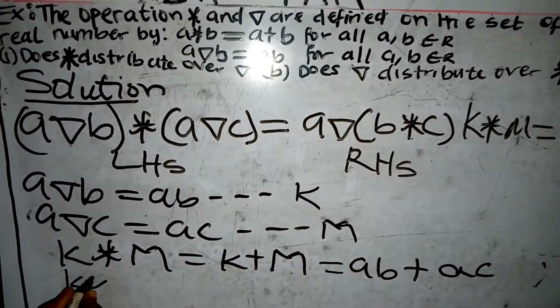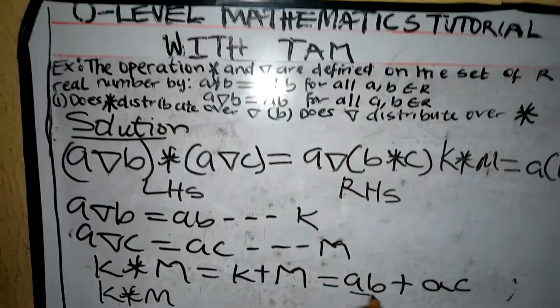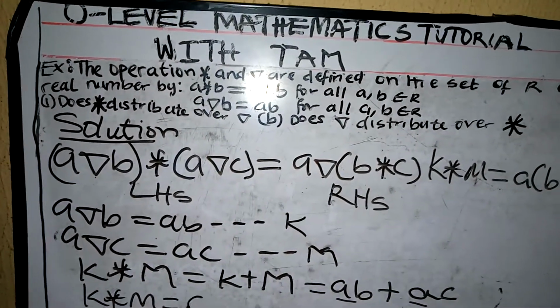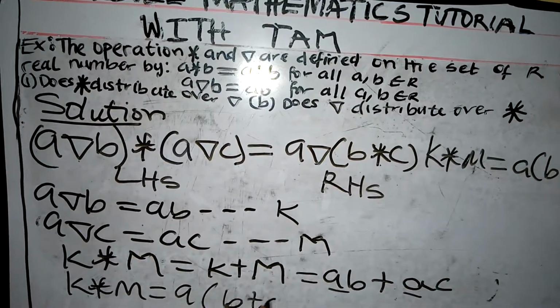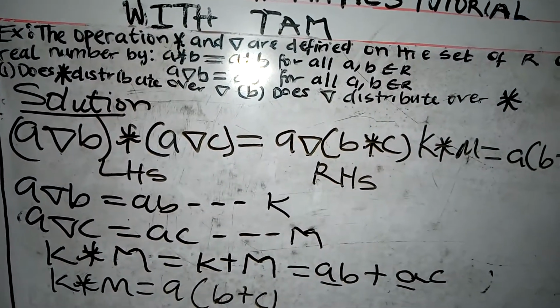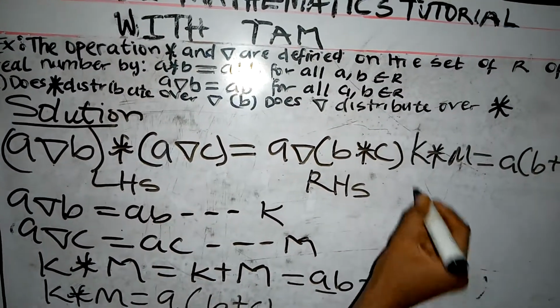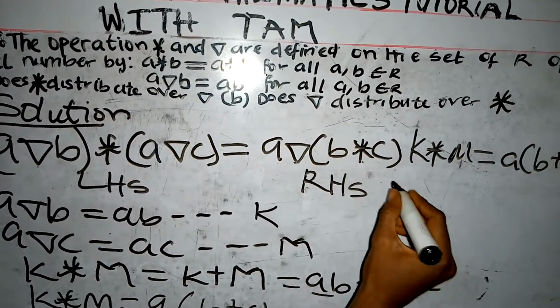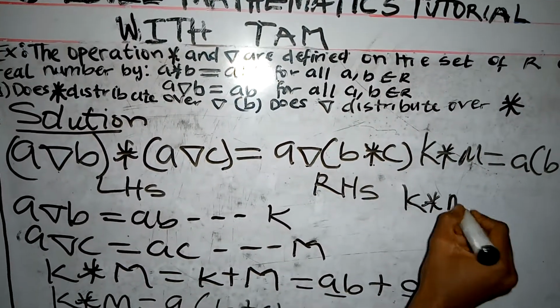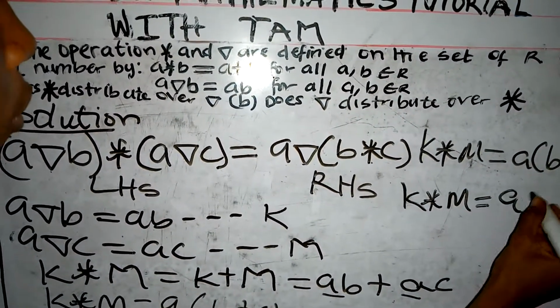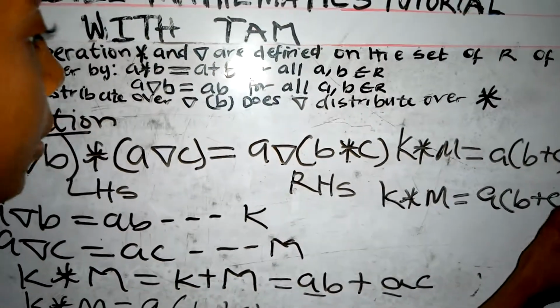Now K star M will be, since they have A and A in common, collect like terms: A into bracket B plus C. That is the answer for the left hand side. Let's keep it somewhere. Left hand side, K star M will be A into B plus C.